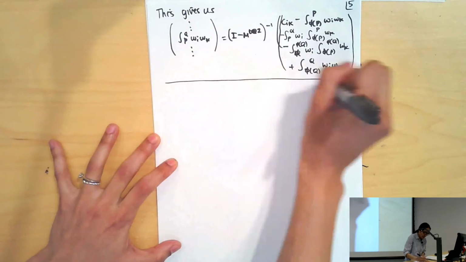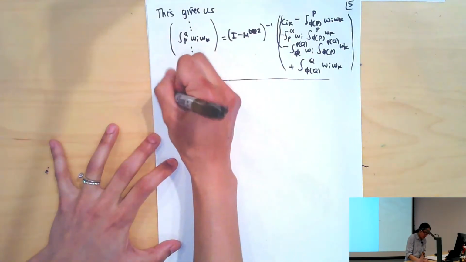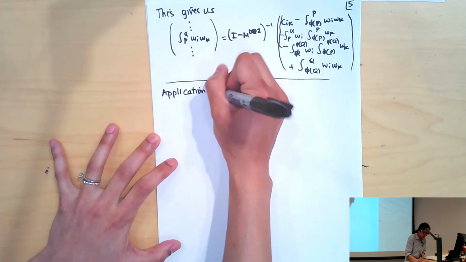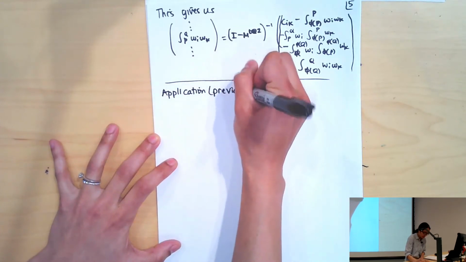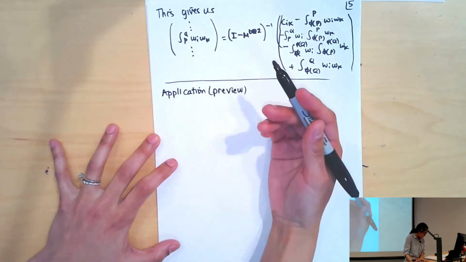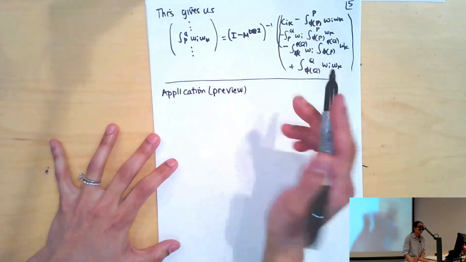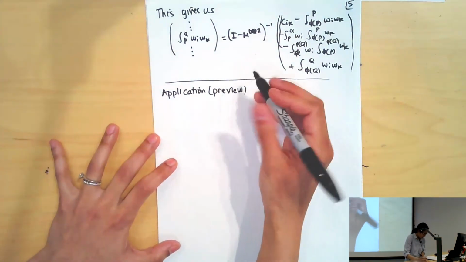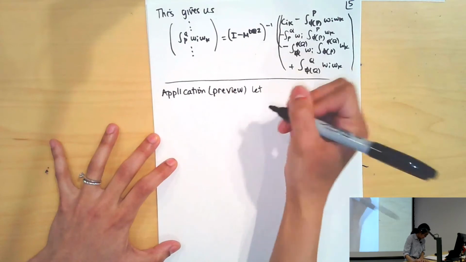Where this is going is a preview of an application in the quadratic Chabauty realm. If we're able to compute all of these double integrals, then we might be able to use them to understand rational or integral points on curves, since that's what we're trying to do. So let me introduce the following setup.